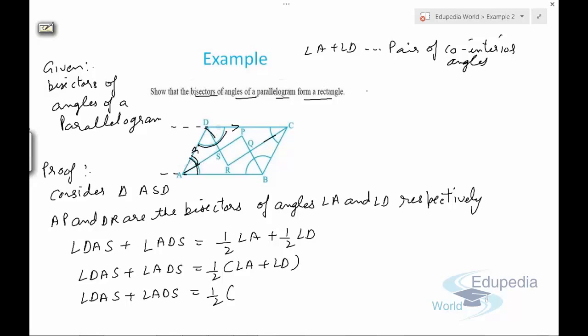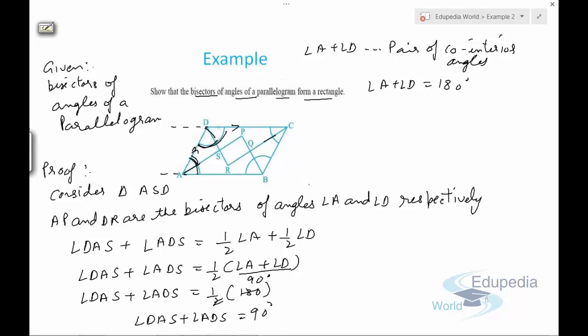And we also know that angle A plus angle D equals 180 degrees. Why? Because the sum of co-interior angles is always equal to 180 degrees. So we can put angle A plus angle D as 180 degrees. So this will come out to be 90 degrees. So we can say that angle DAS plus angle ADS equals 90 degrees. So we have this angle plus this angle as 90 degrees.